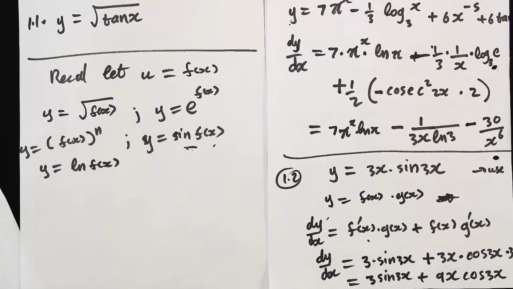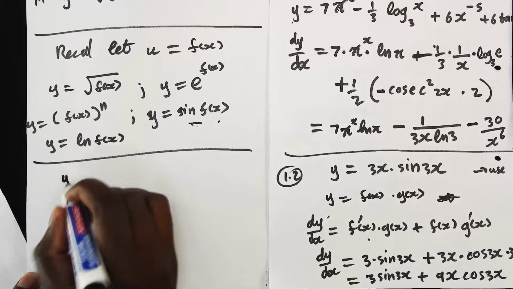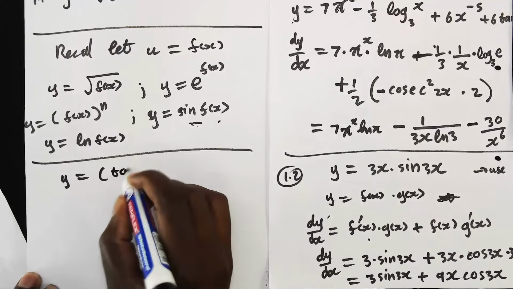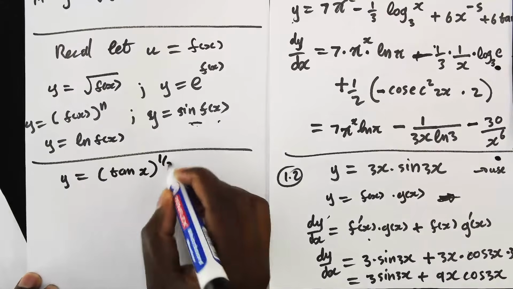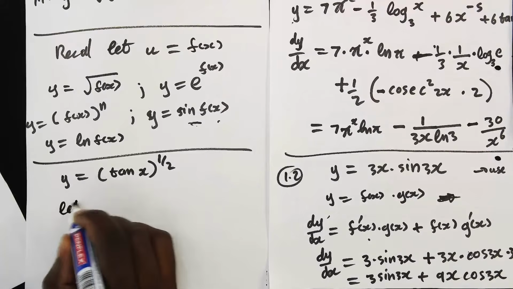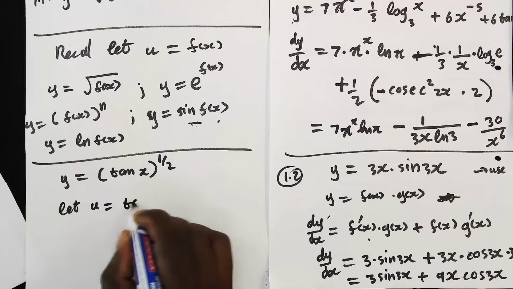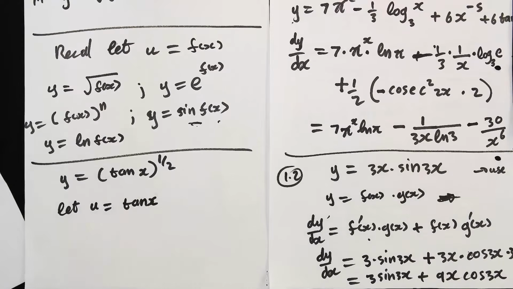So now we can check the function that is given. Let's express it in exponential format so you can see tan x to the power of what? One over 2. You must always learn how to change the roots. Always learn how to change into roots. So for this case, we'll let u equal to tan x. So what is inside the root, we'll let it equal tan x.